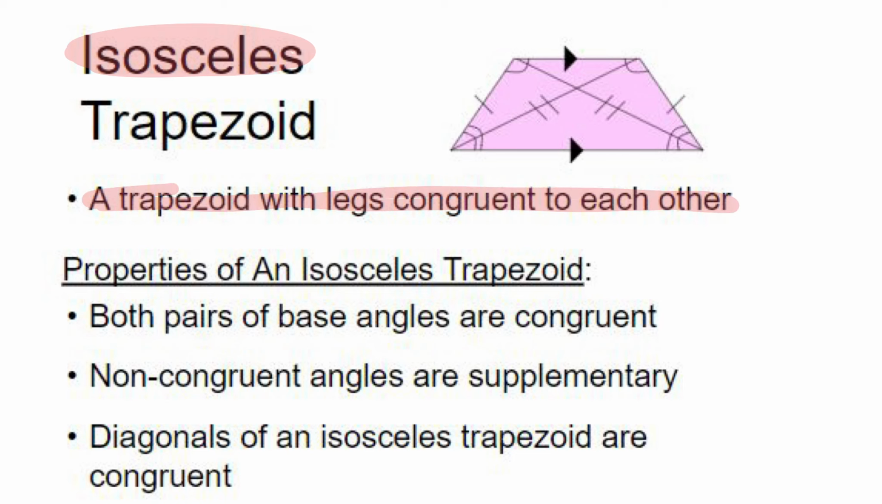We can see that that is marked on our figure here. This side is congruent to this side. Now, when we have this, we have a lot of things that are being created once we do this, and this is all very nice for us. We also hopefully recognize that the lines are parallel because that's true of all trapezoids. Both pairs of base angles are congruent.